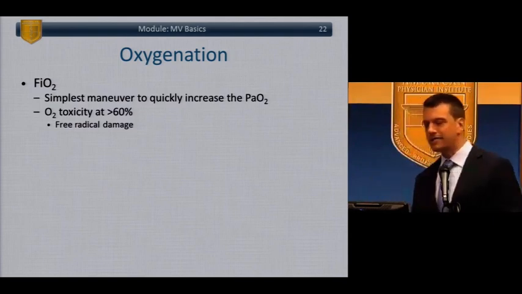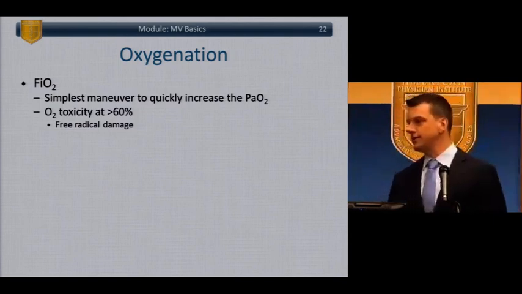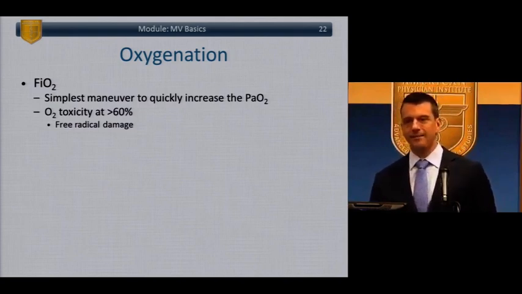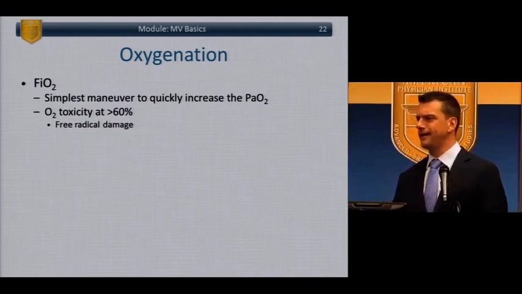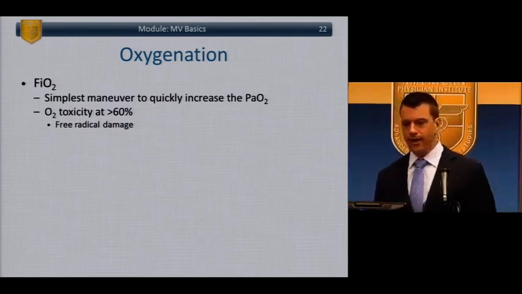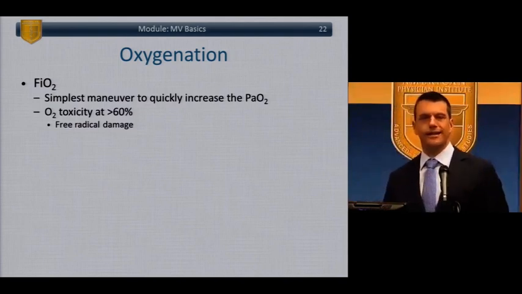So for oxygenation, the FiO2, or the fraction of inspired oxygen, is the simplest maneuver to quickly increase the oxygen. You do see some oxygen toxicity above 60%, but that's in the long term. If you got a hypoxic patient, set it at 100% and get them intubated, and that's fine for a while until you get control. You just don't want to stay up at that point for days.